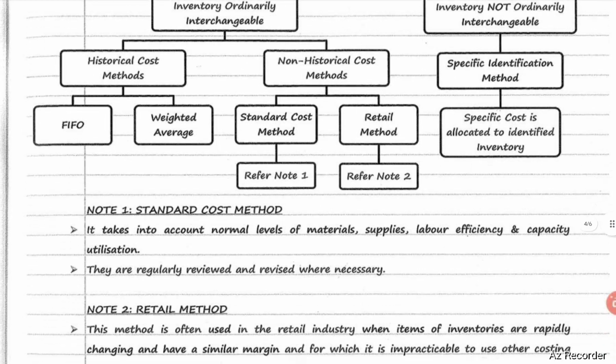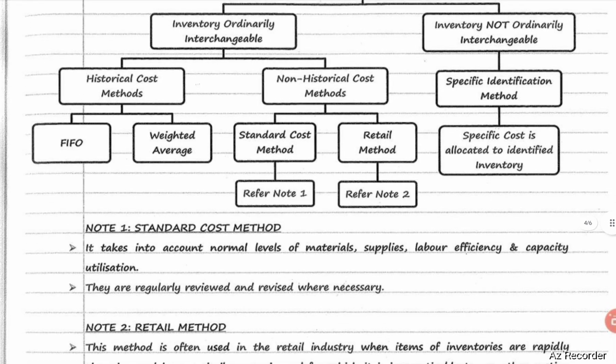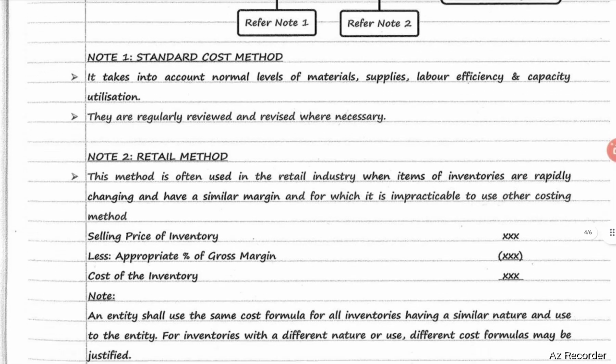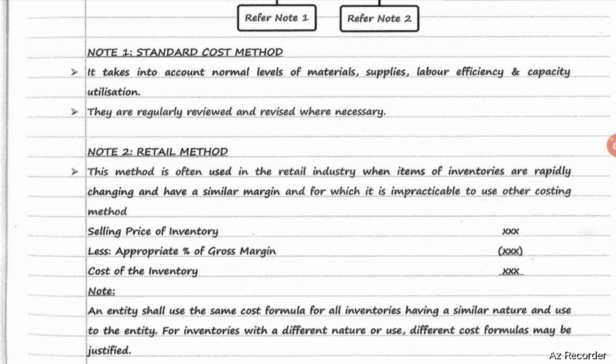First, non-historical cost method, that is standard cost method. Standard cost method takes into account normal levels of materials, supplies, labor efficiency, and capacity utilization. They are regularly reviewed and revised where necessary. Second, retail method. This method is often used in the retail industry when items of inventories are rapidly changing and have a similar margin, and for which it is impracticable to use other costing methods.